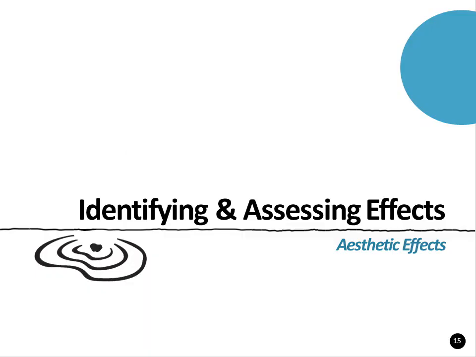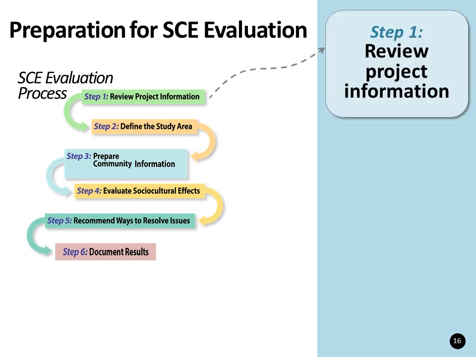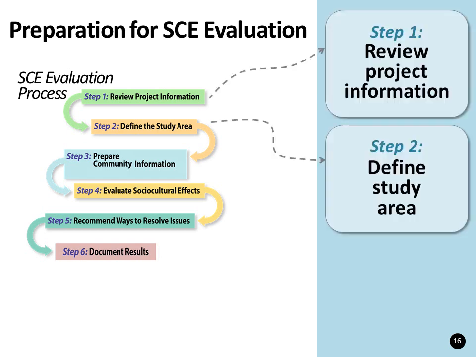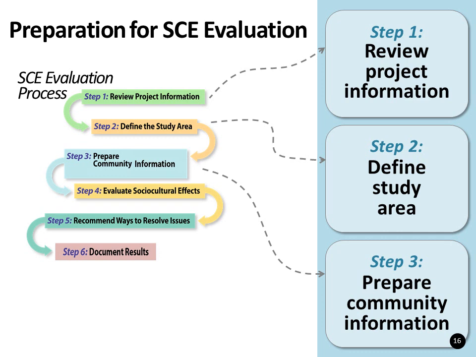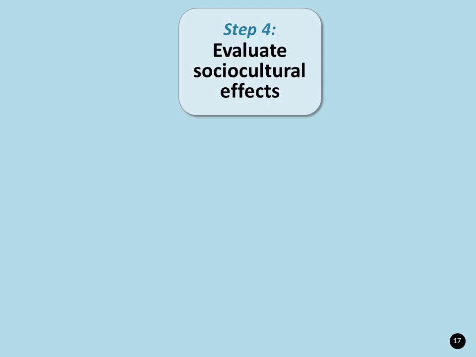Now that we have framed the issues, let's get into how we go about identifying and assessing potential aesthetic effects. Identifying and assessing project effects are performed in Step 4 of the SCE evaluation process. At this point in the process, we will have already completed Steps 1 through 3, which involve reviewing the project information, defining a study area encompassing any areas with potential for aesthetic effects, and collecting data describing the demographics and community resources in the study area. These steps are discussed in more detail in Preparing for SCE Evaluation, a video in the Department's SCE Evaluation Training Series. Evaluating potential aesthetic effects involves three main tasks.